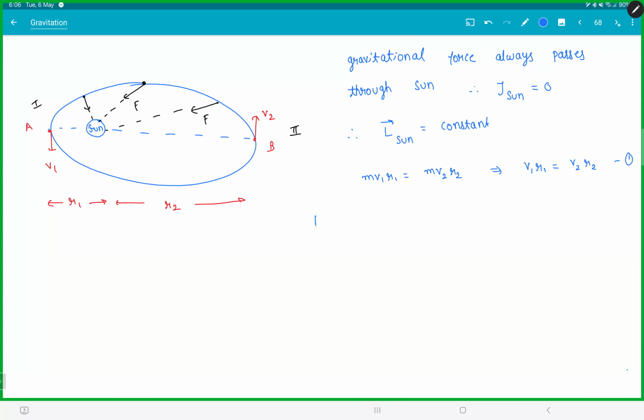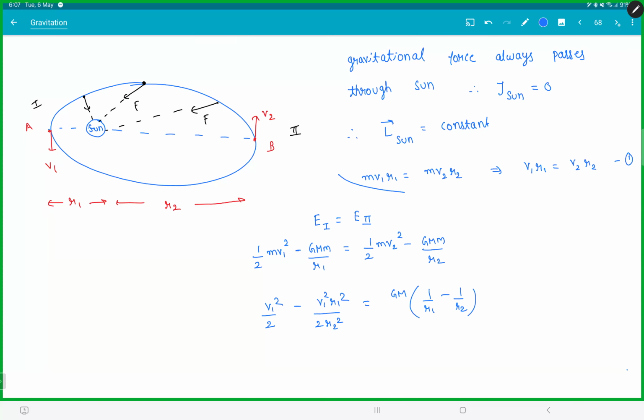Second thing, energy is conserved. Energy in state 1 is equal to energy in state 2. Half mv1 square, kinetic energy, potential energy is minus GMm by r1, equals half mv2 square minus GMm by r2. Small m cancels, take v2 and substitute here. So you'll get v1 square by 2, and v2 square will be v1 square r1 square by 2 r2 square, equals GM into (1 by r1 minus 1 by r2). Technically speaking, once you write the angular momentum and energy, physics got over. It is just a matter of solving.